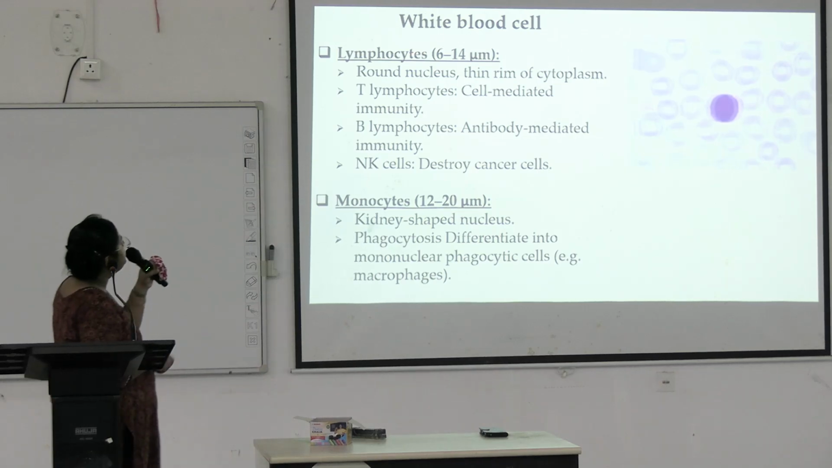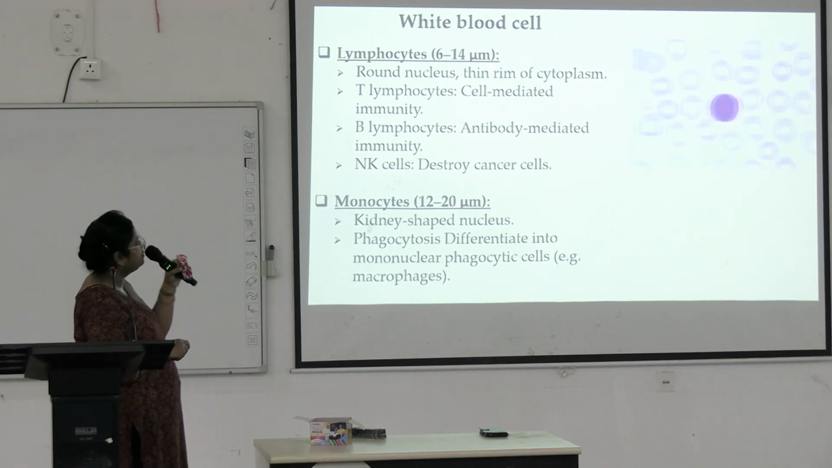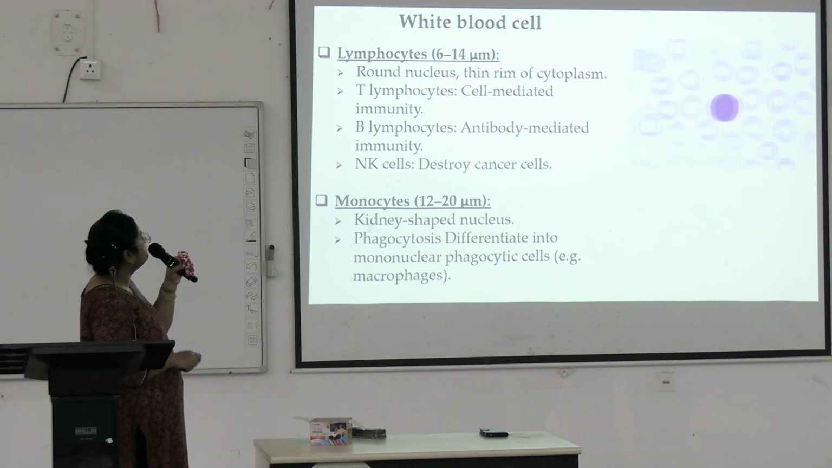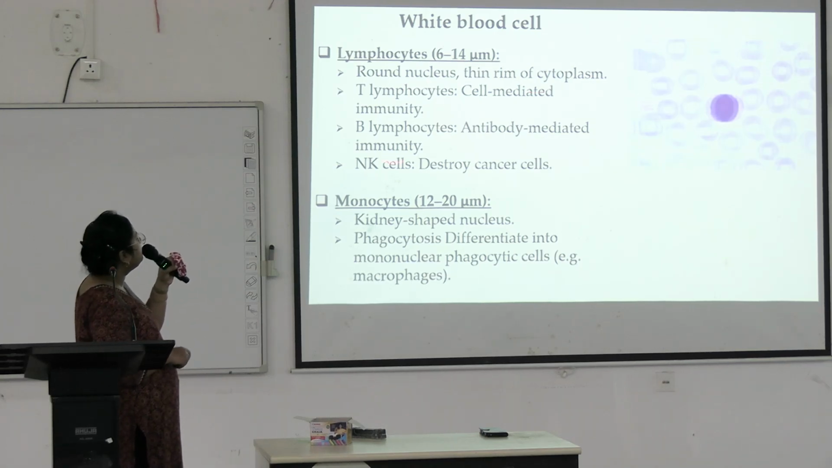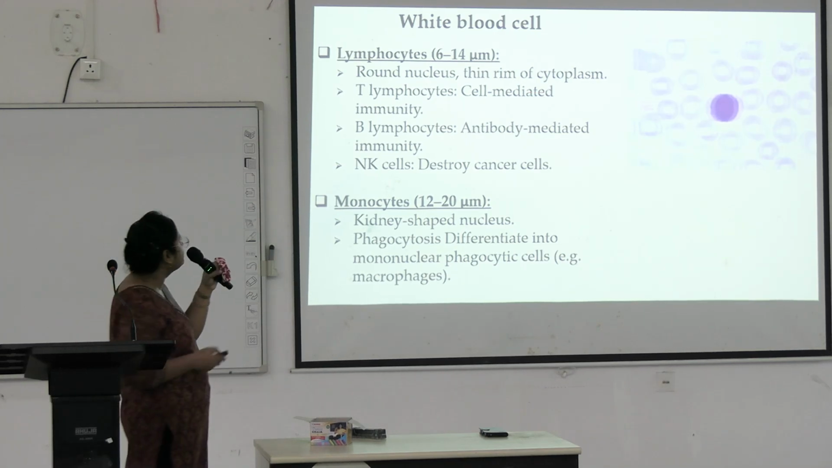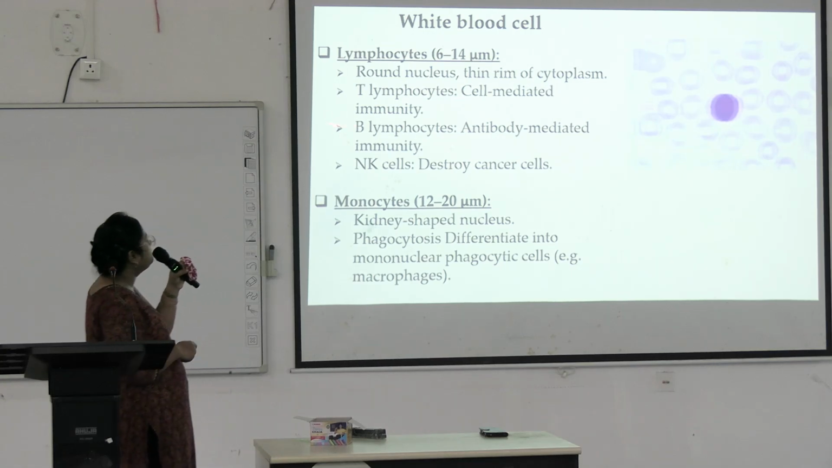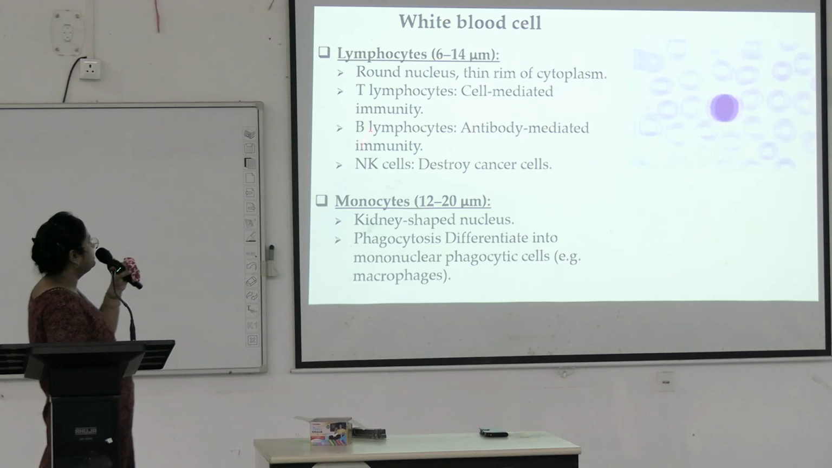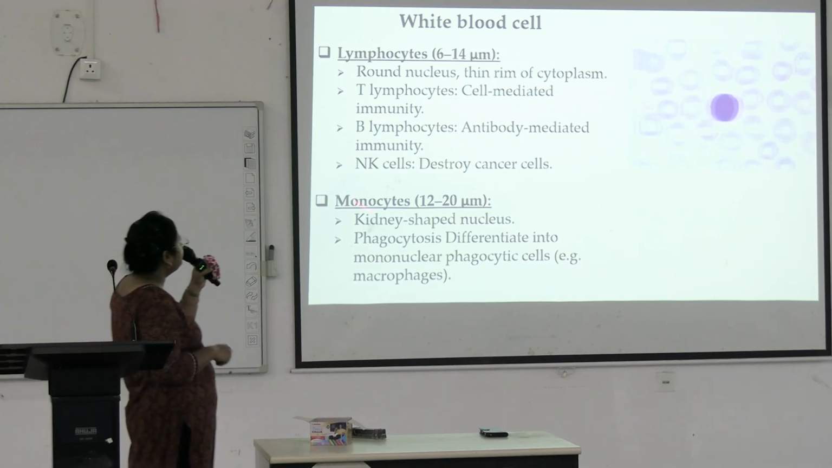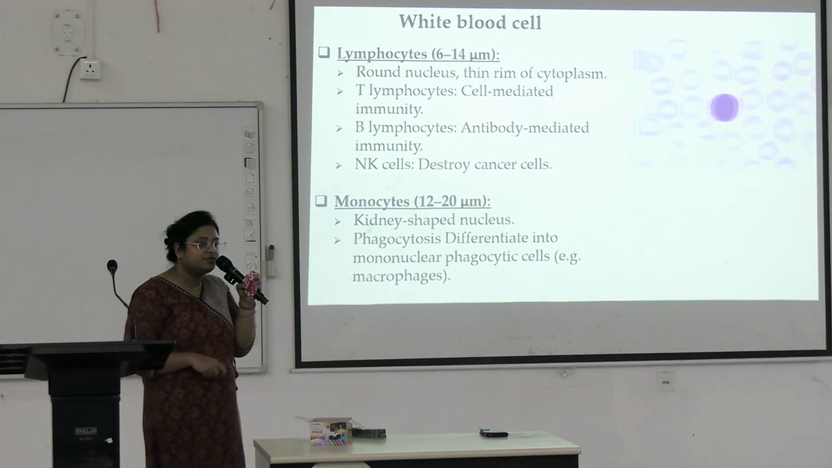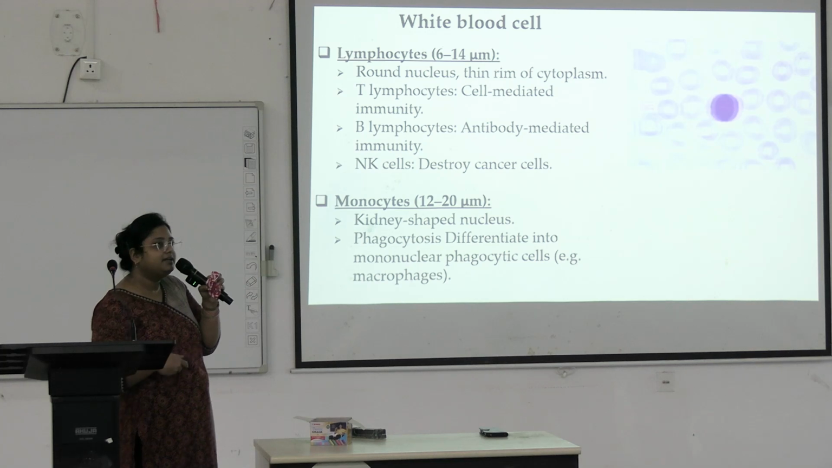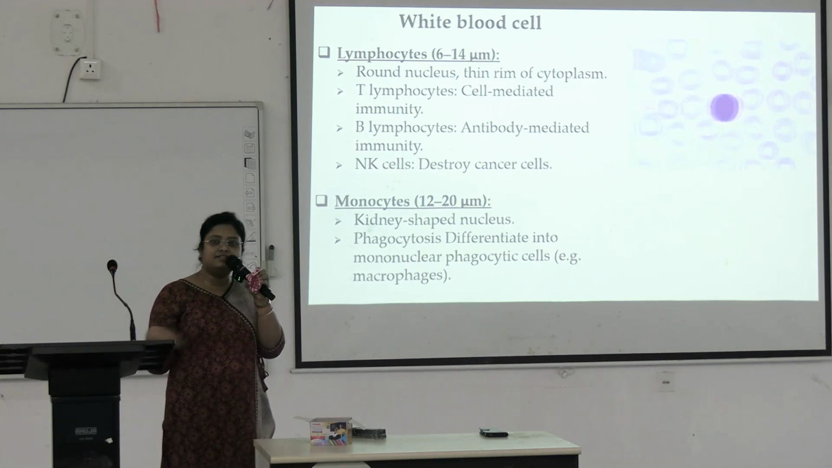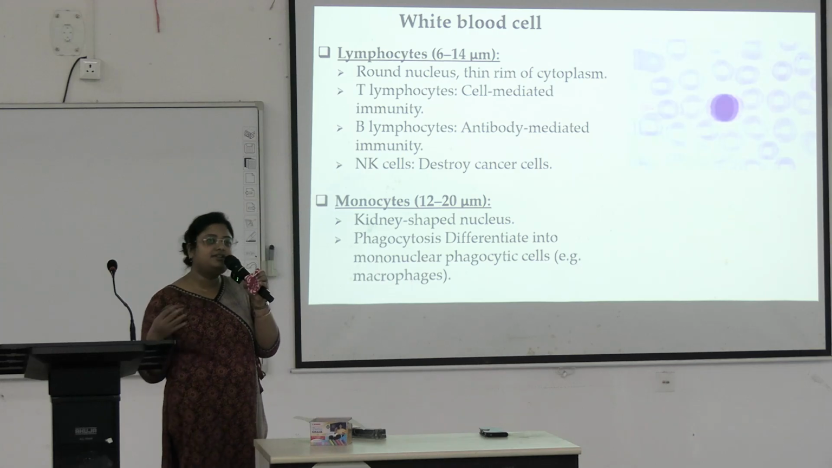Next, we are going to lymphocytes. Lymphocytes are 6 to 14 micron, with a round nucleus and a thin rim of cytoplasm. These are the functions of three types of lymphocytes. T lymphocyte helps in cell-mediated immunity, B lymphocyte helps in antibody-mediated immunity, and NK cells destroy the cancer cells. B cells transform into plasma cells and help in antibody secretion.